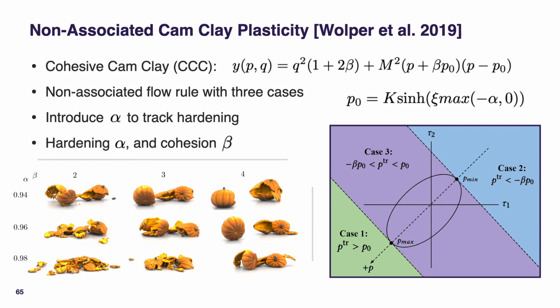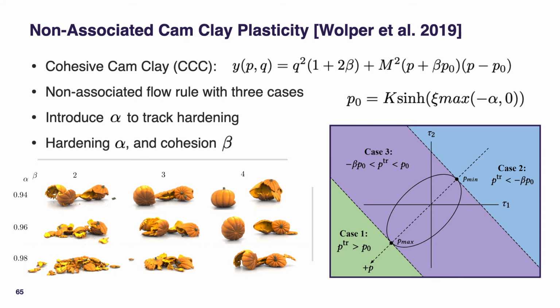The key difference in our scheme is that we choose a non-associated flow rule, meaning that we do not project our stresses to the yield surface in an orthogonal manner, but instead project orthogonally to the hydrostatic axis, seen as the dotted diagonal line through the ellipsoid. We specifically choose this to avoid the volume gain inherent to some associated flow rules, since volume change would be unrealistic for a fracturing solid.